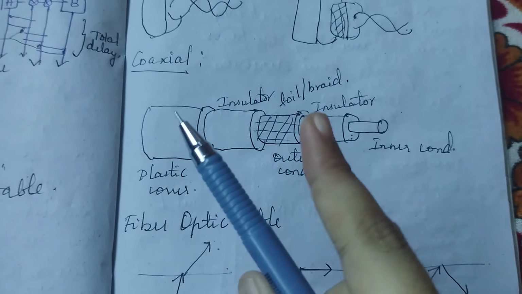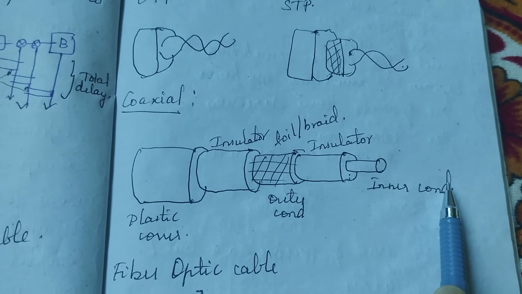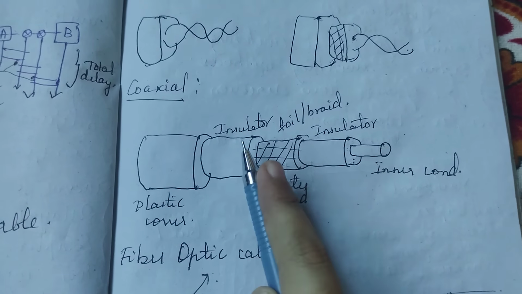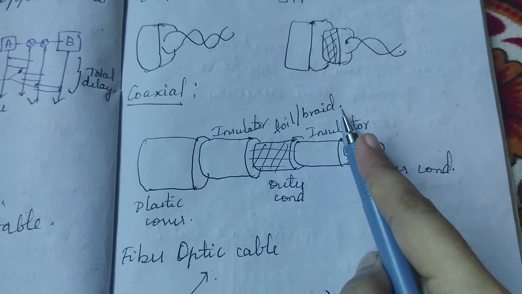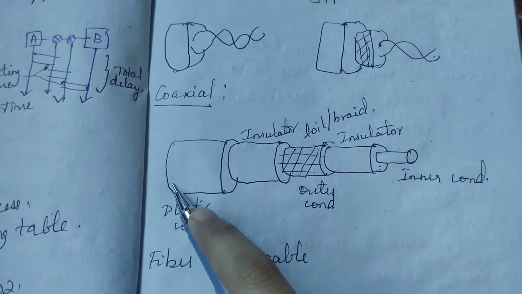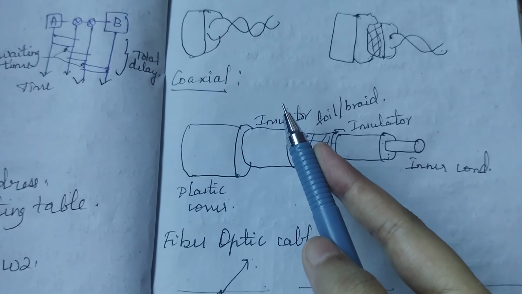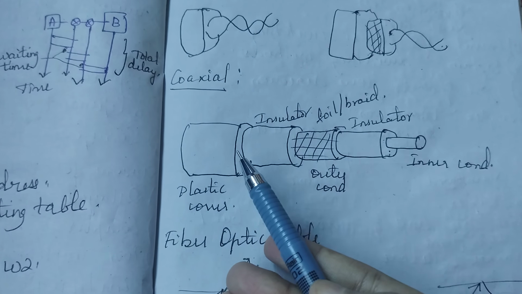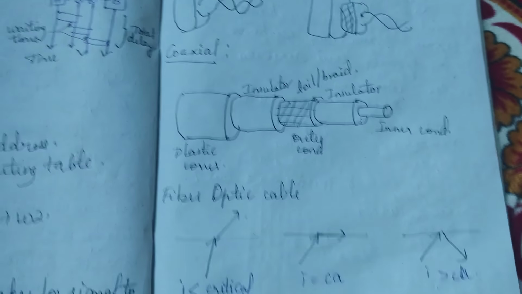Then comes coaxial. Remember coaxial, co means two. That means we have inner conductor, outer conductor, insulator, insulator. This outer conductor is made up of foil or braid, and outside is the plastic layer for extra security purpose, to prevent from external environmental factors, that you can write.